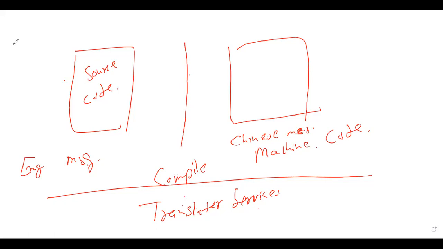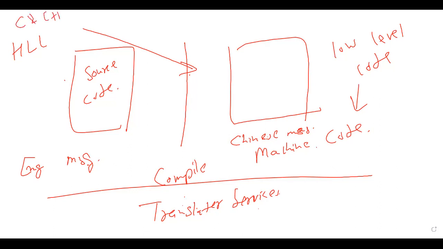A compiler converts high level language code to low level code. Your machine understands machine code. That is how a compiler does its job. If I give examples of compiled languages, C and C++ are the examples.